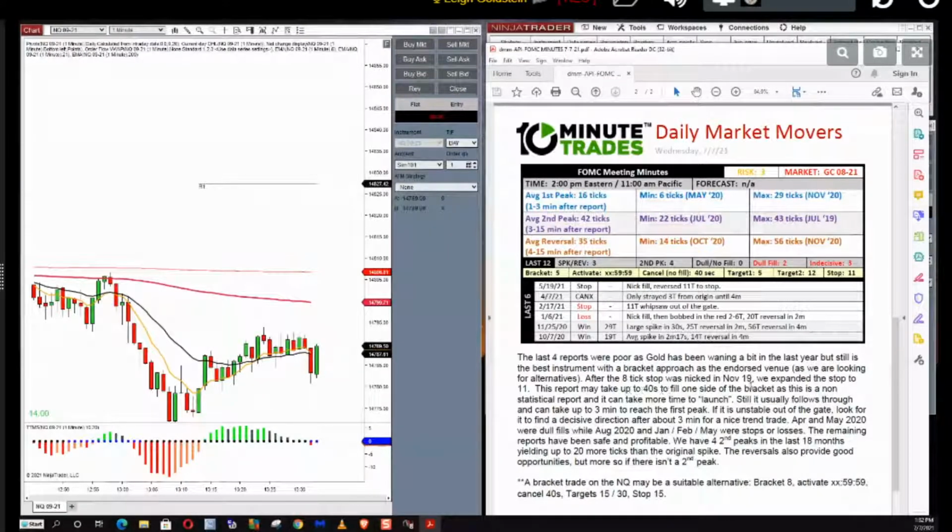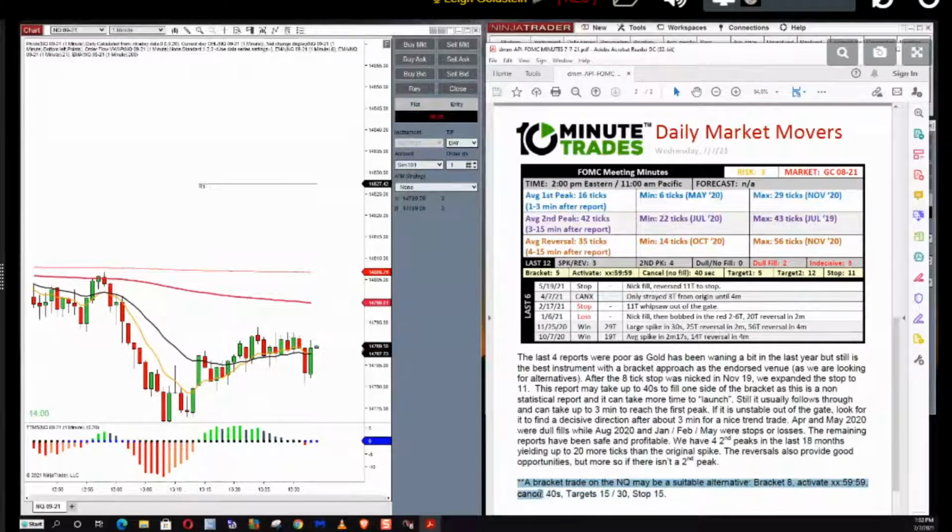I've also tested the NQ setup that's down here, and it's just not working very well. Certainly, you cannot use a bracket of 8. It's got to be a bracket of 12. So just keep that in mind. I'll show you the testing. The problem, look, it's not complicated. If we have a report that's not good, we don't trade it.